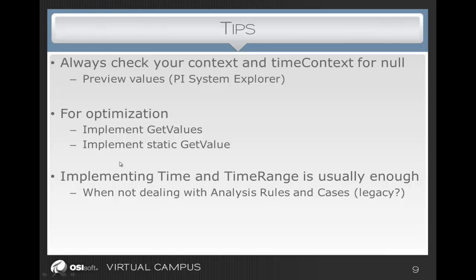If you want to further optimize your AF data reference, you can implement GetValues, or you can implement the static GetValue. This will make sure you have the most optimized and quickest way of retrieving the data. And again, implementing time and time range context is usually enough. If you are dealing with a system that makes use of analysis rules with cases, then you should also support that. But in the most modern environments, these are not being used anymore.